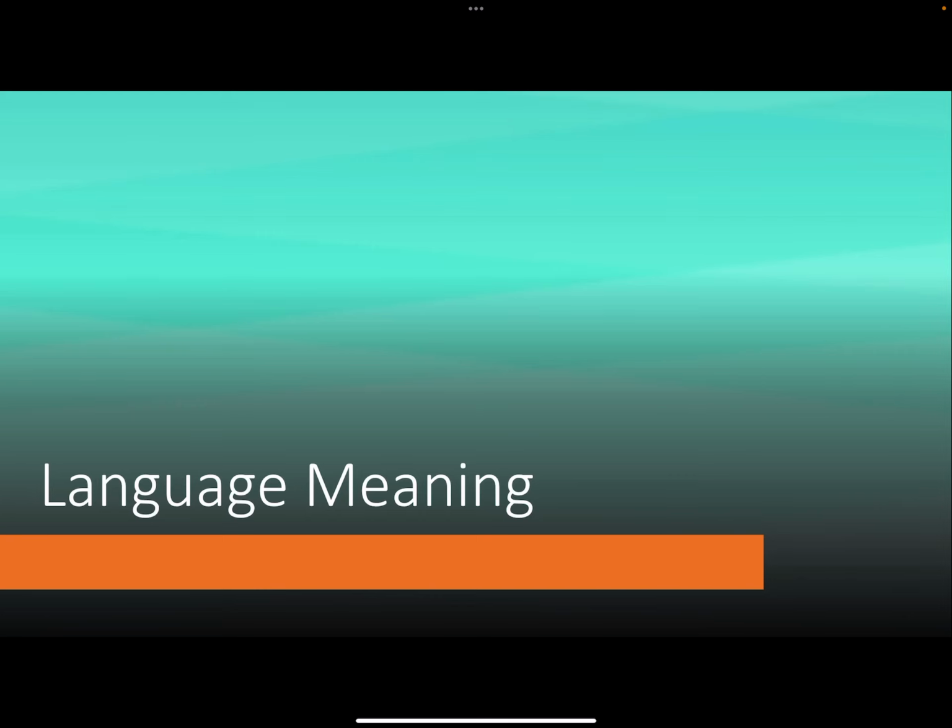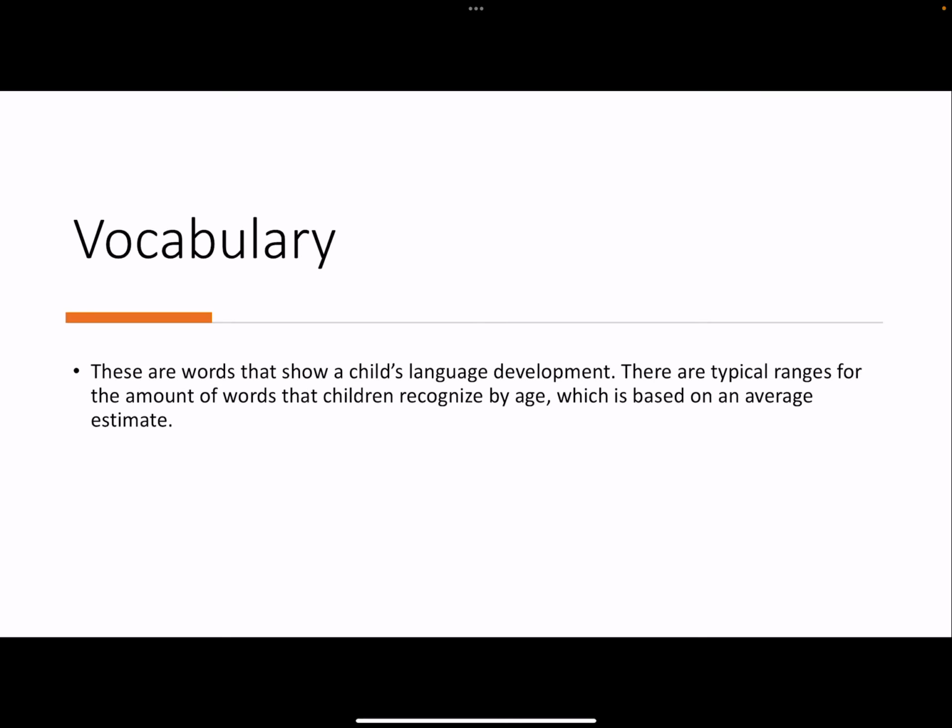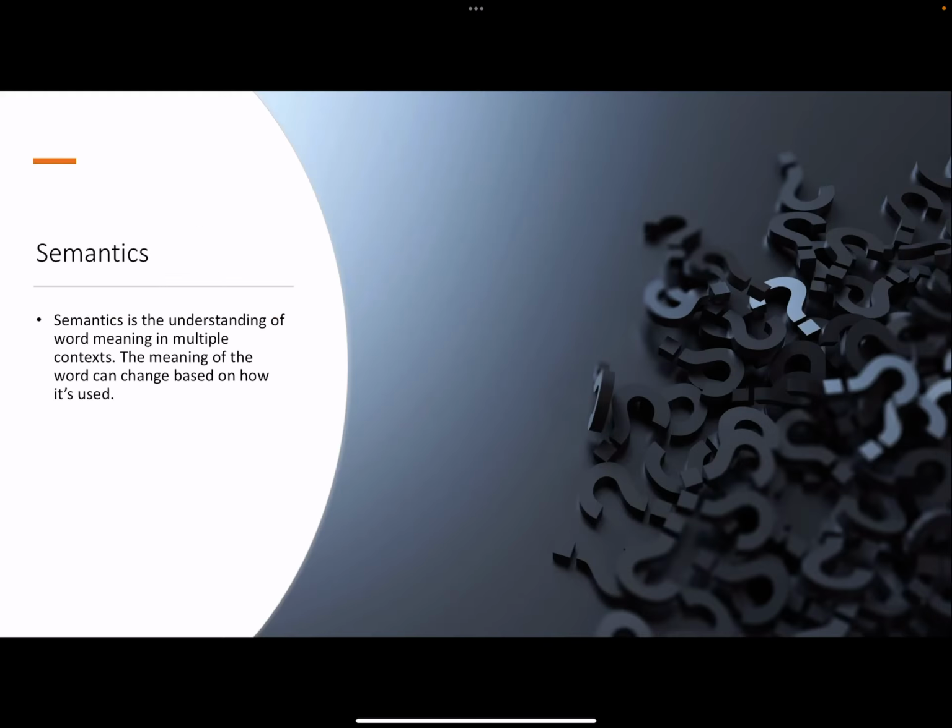And next we had language meaning. So the parts of this include vocabulary, first of all. So, of course, vocabulary is words that show a child's language development. There are typical age ranges for the amount of words that children recognize by age, which is based on an average estimate. Semantics was next, which is the understanding of word meaning in multiple contexts. Like if you use a word in a different context, the meaning of the word might change depending on how it's used.